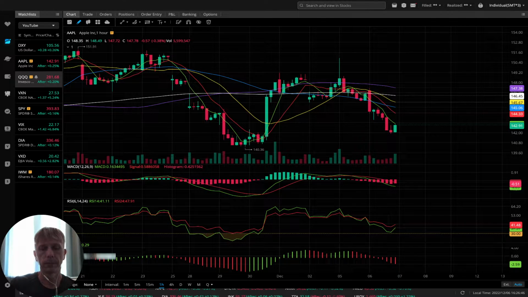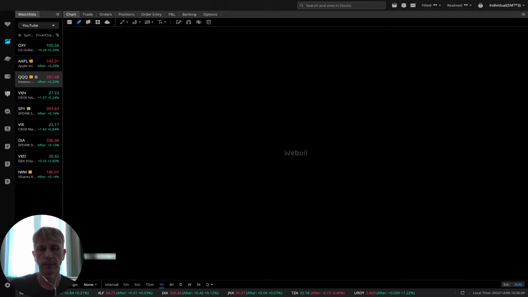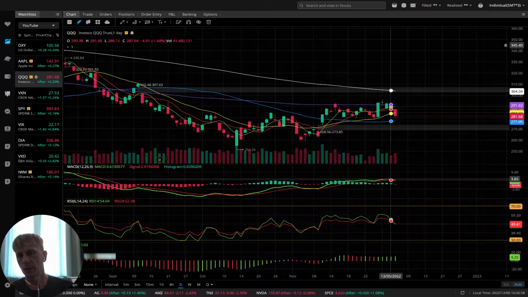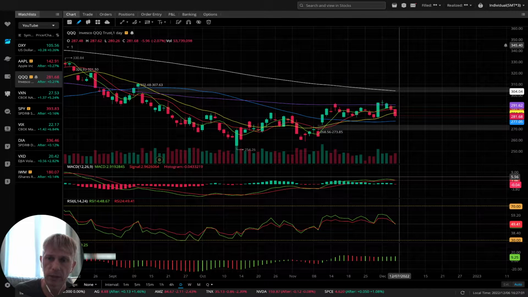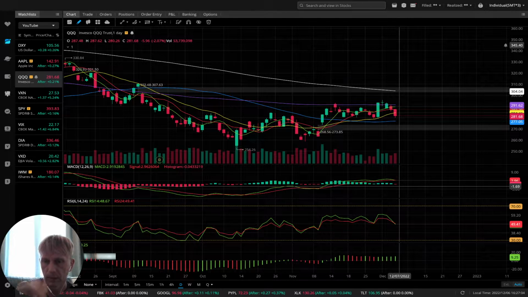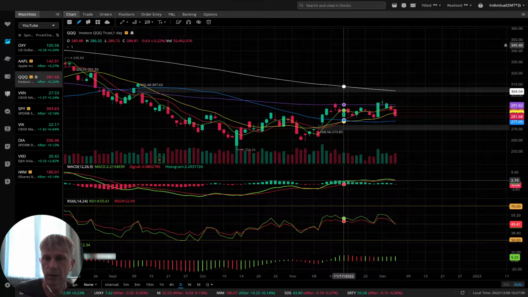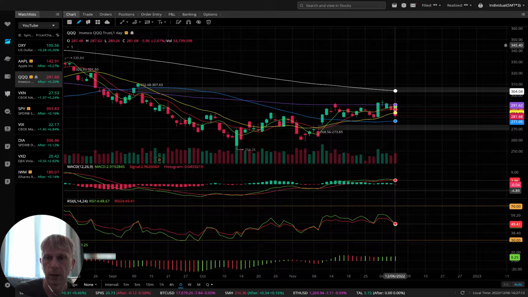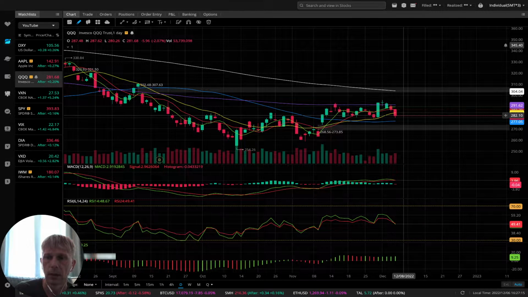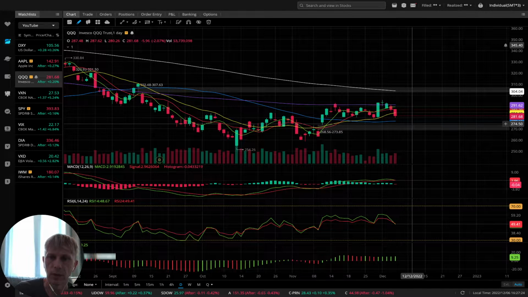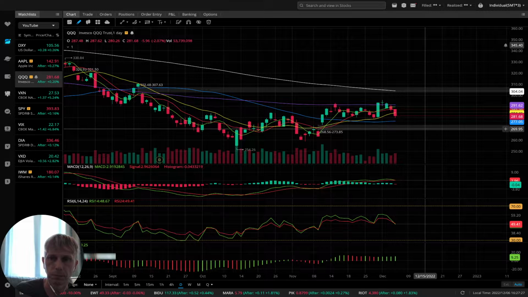Okay, let's move to QQQ daily. On QQQ daily, it just did a bearish crossover. Today was a bearish crossover on RSI and on MACD, with bearish divergences, and it did close below my 20. Same story, right? It wants to go and close this gap below. Looks like.